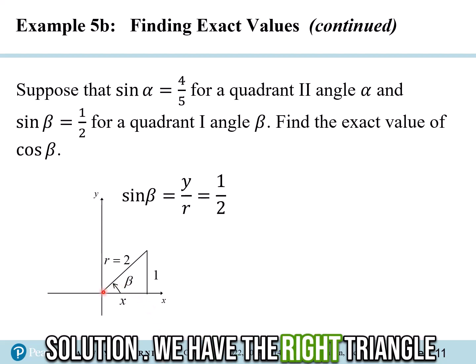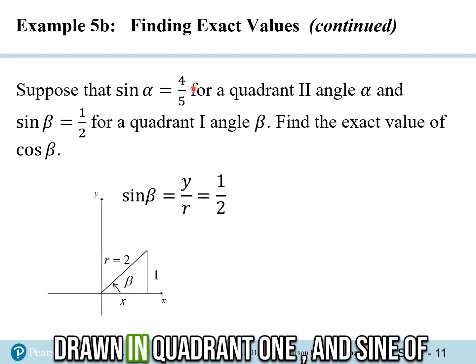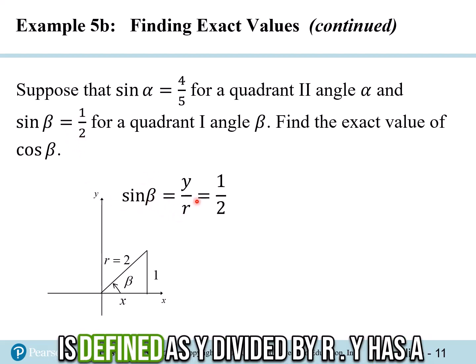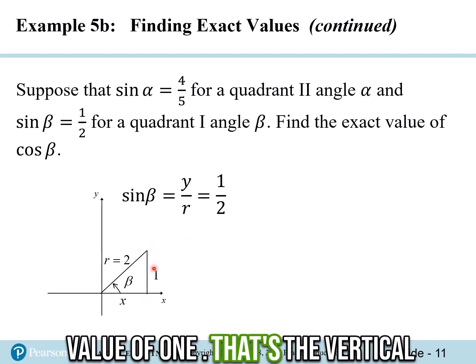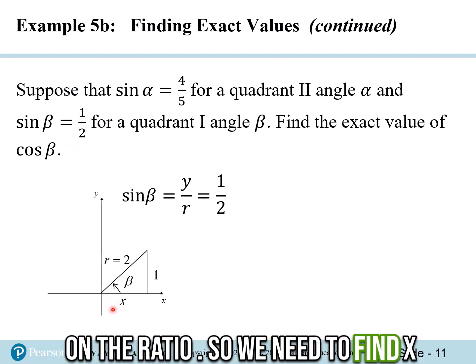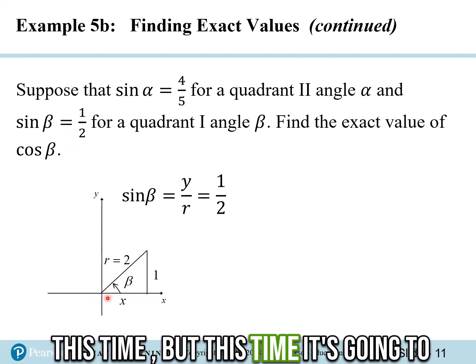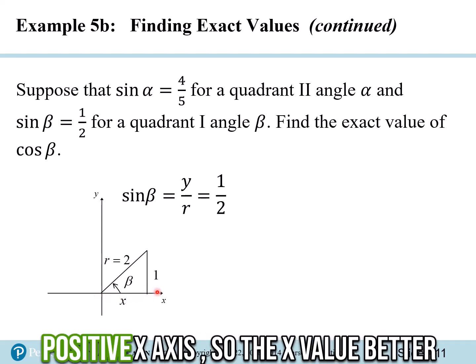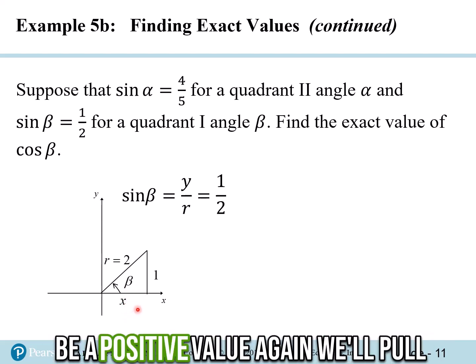We have the right triangle drawn in quadrant 1 and sine of beta equals 1/2. So sine of beta is defined as y divided by r. Y has a value of 1. That's the vertical distance. R has a value of 2 based on the ratio. So we need to find x this time, but this time it's going to be a positive x. It's along the positive x-axis. So the x value better be a positive value.